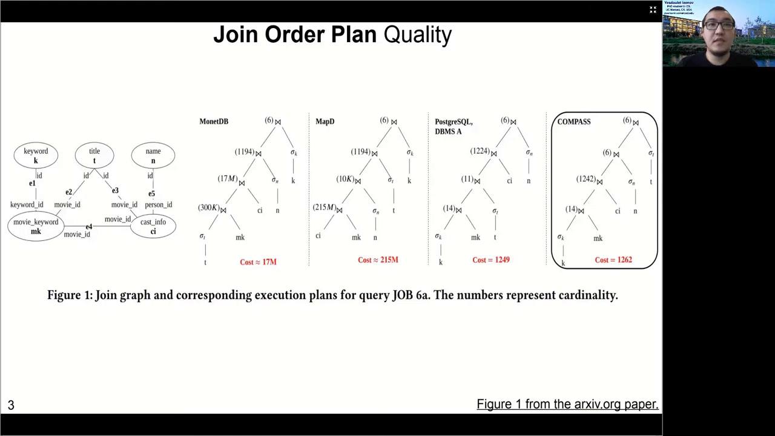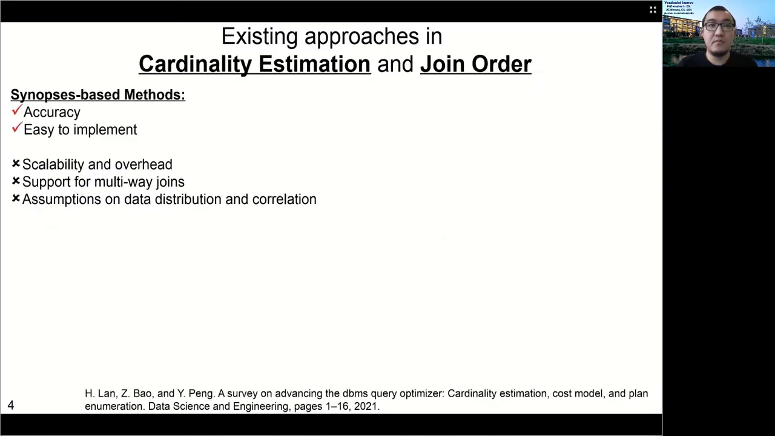Let's now review the existing approaches. There are 3 main existing approaches. All 3 have their own advantages and disadvantages. The synopsis-based approaches that are, for example, histograms and sketches, have a very good accuracy on simple queries and they are easy to process and implement. However, in the presence of many join predicates and data correlations, the accuracy and scalability problems arise.